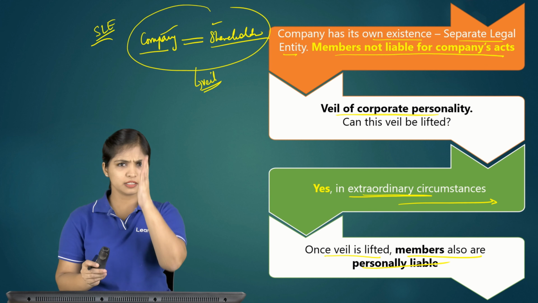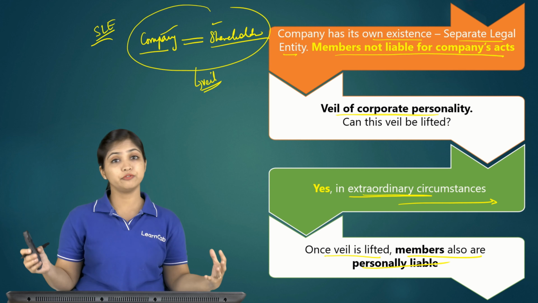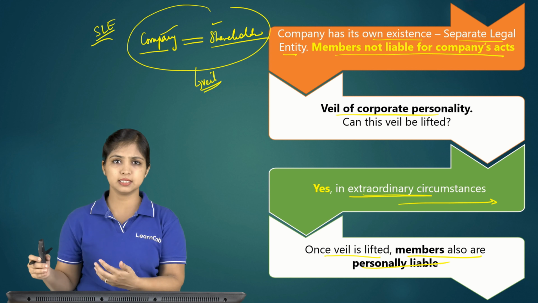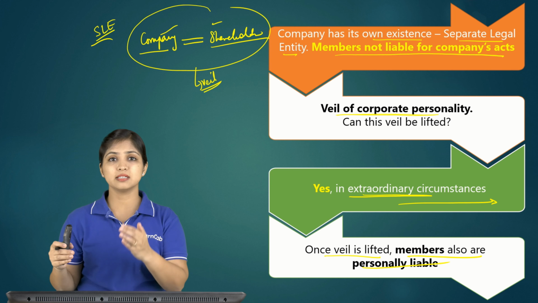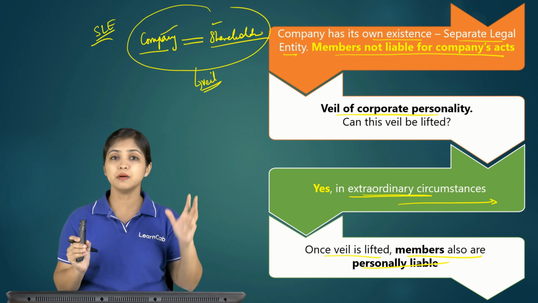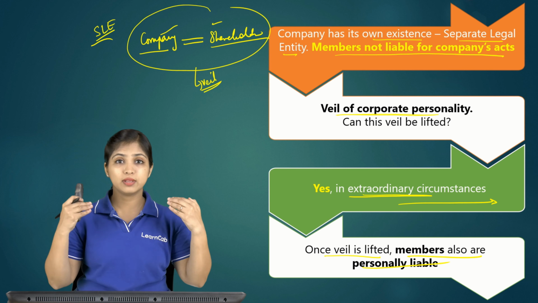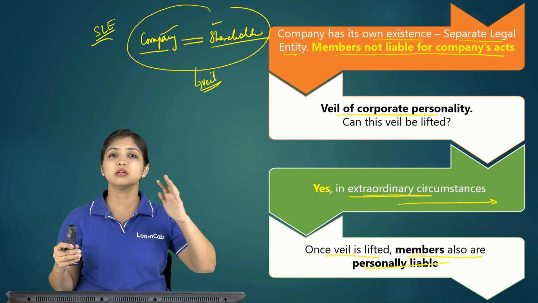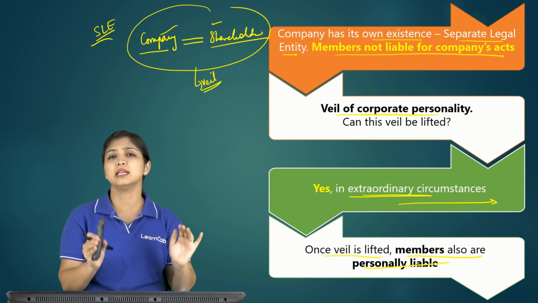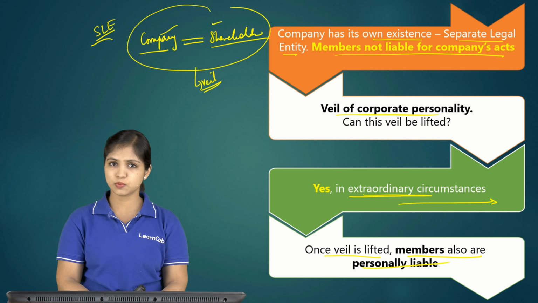So generally there is a veil between company and shareholder. This veil gives them two different identities. But in extraordinary circumstances that we will be learning a little later, the veil can be lifted. Once I lift the veil, remember, the company and shareholder will be treated as one single person, and when that happens, the shareholder and the company will be liable for each other's acts. The shareholder will be personally liable for the company's acts. Shall we see these extraordinary circumstances one by one?